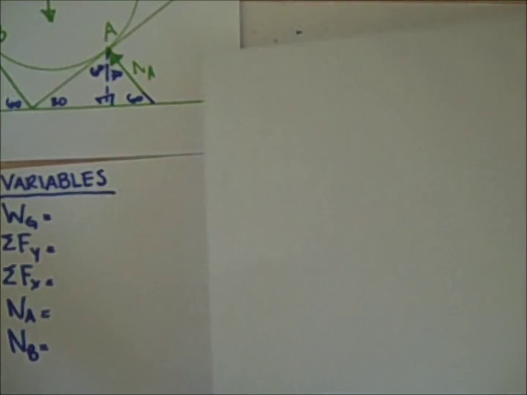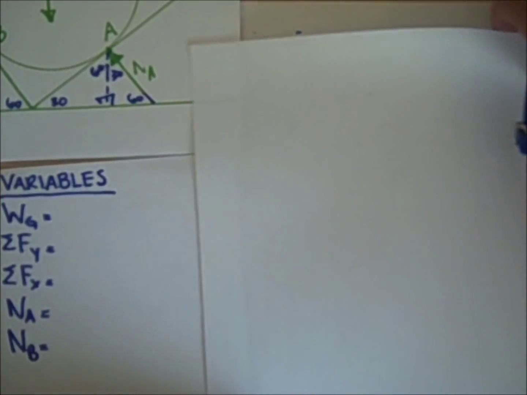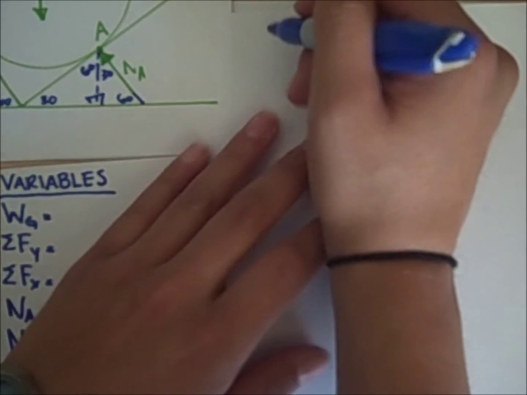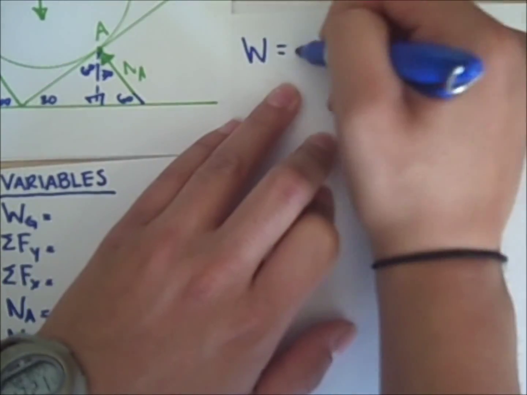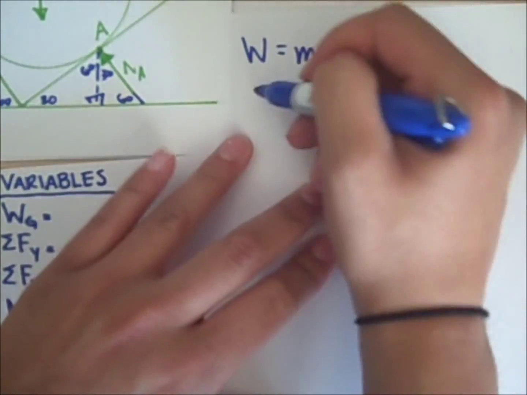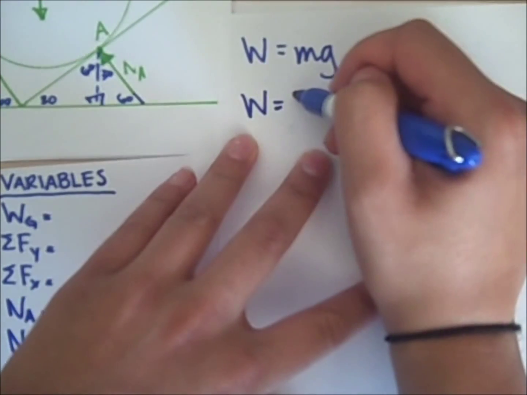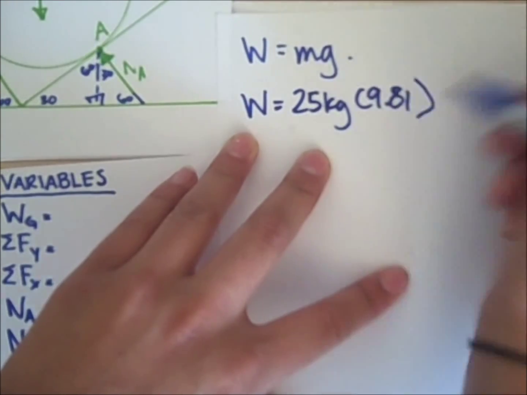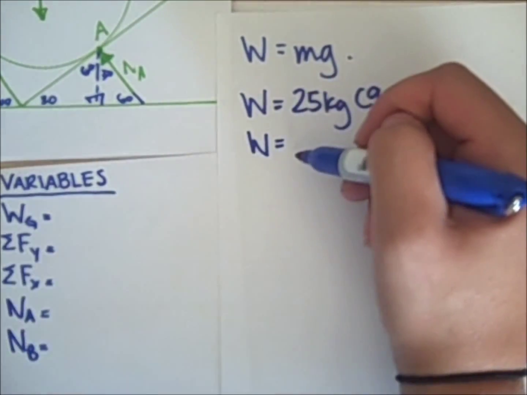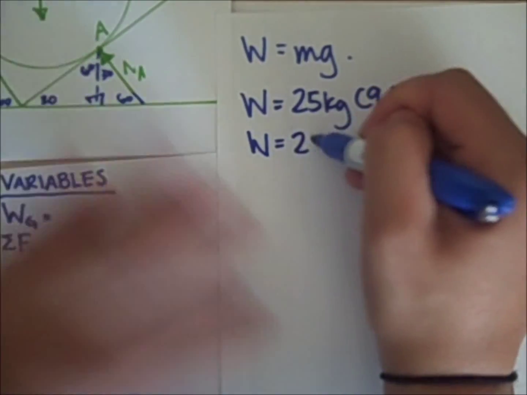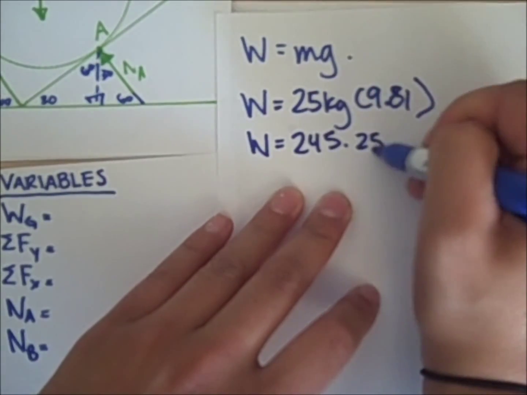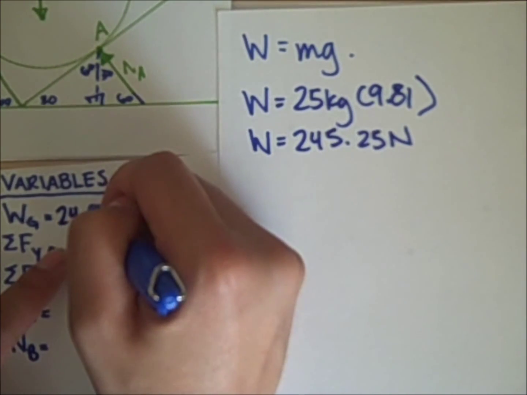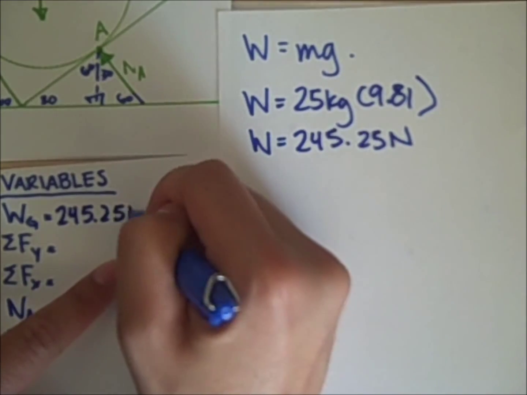Okay, now that we've broken those up, we're going to be finding the weight from gravity. The weight is going to be the mass times g. So the mass is 25 kilograms times the acceleration of 9.8 for g. So that means the weight is going to be 245.25 newtons. We'll write that on the side right here.